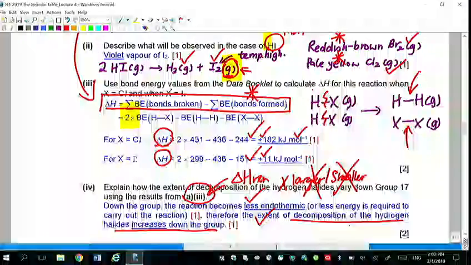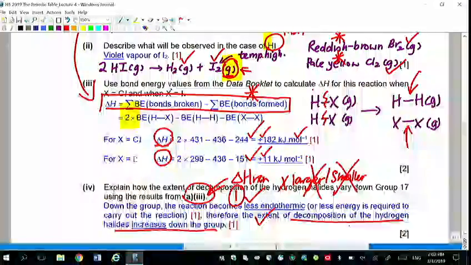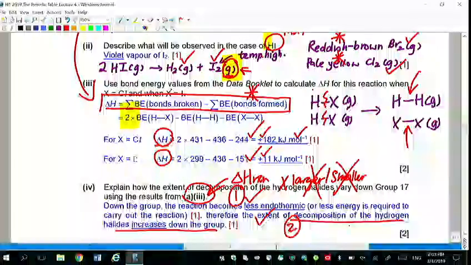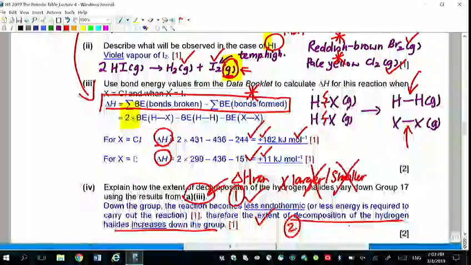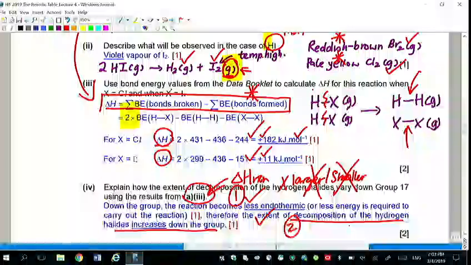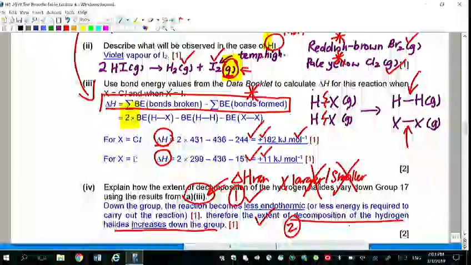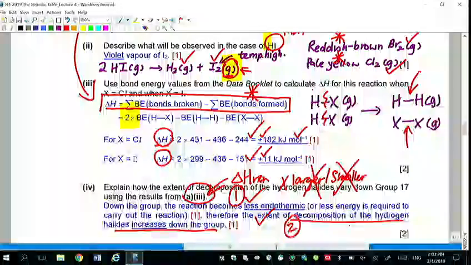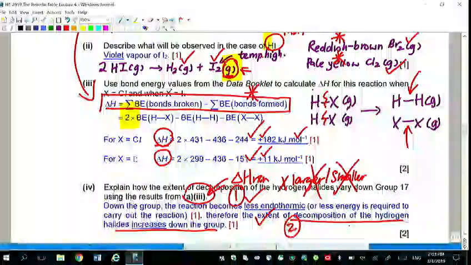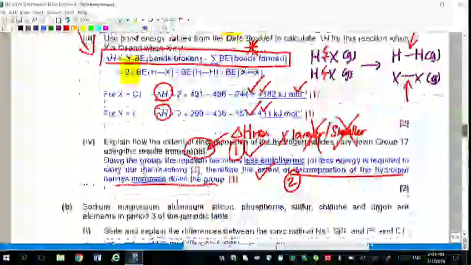So there are two parts to this answer. The first one is to link that the reaction becomes less endothermic. The second one is to give the conclusion that the extent of decomposition increases down the group. Okay? Any questions? Nobody will ask, so I just ask for the sake of asking. Let's move on.